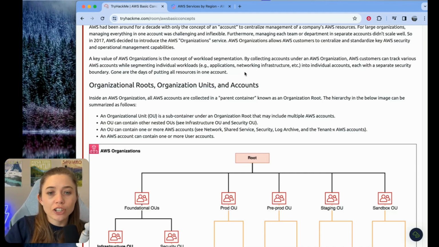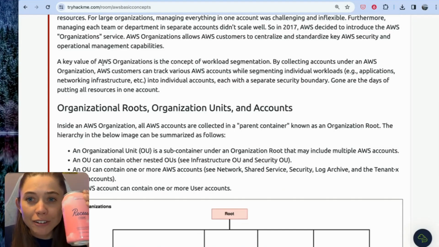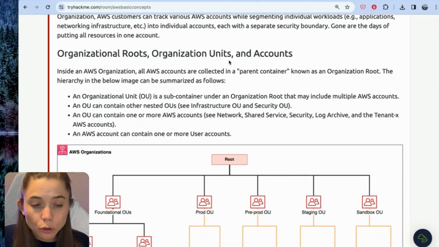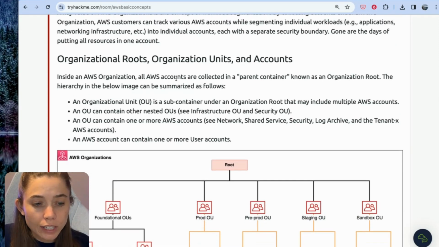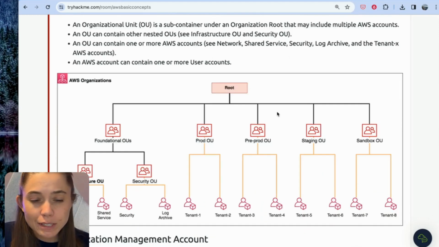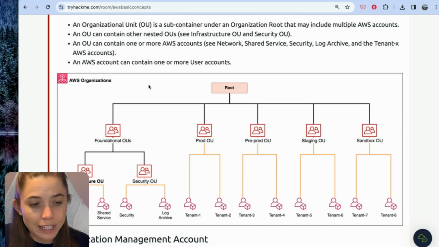Okay, I had to go get my little cloud-themed drink, and now I'm back, so let's keep reading. Organizational roots, organizational units, and accounts. Inside an AWS organization, all AWS accounts are collected in a parent container known as an organization root. The hierarchy in the below image can be summarized as follows. And then we have some nice bullet points that I think are illustrated in this architecture diagram. So let's take a look here.